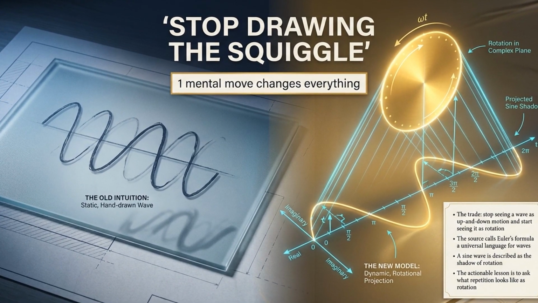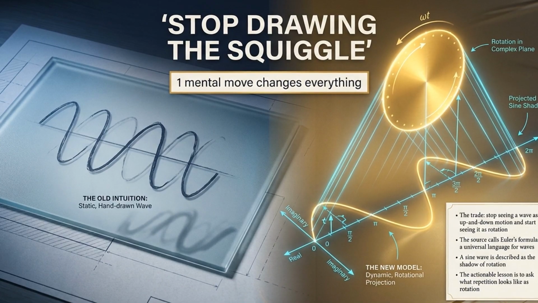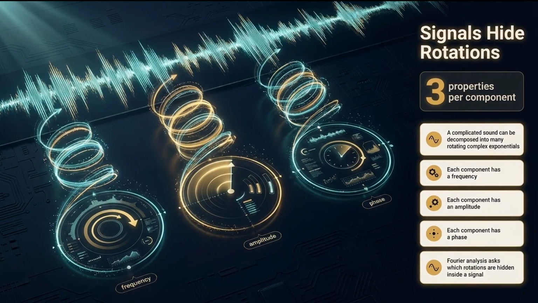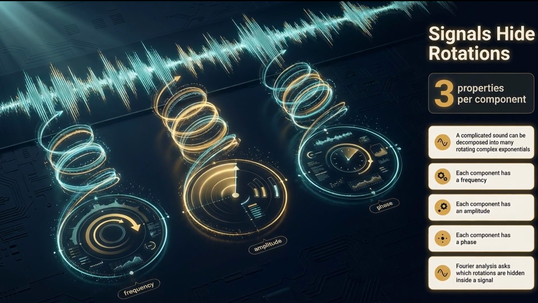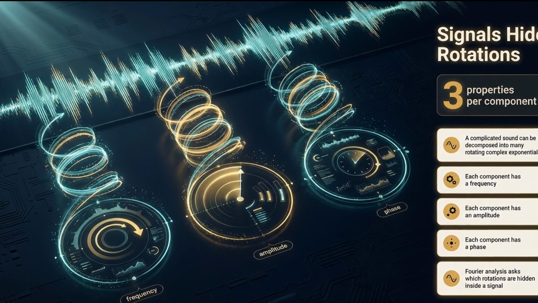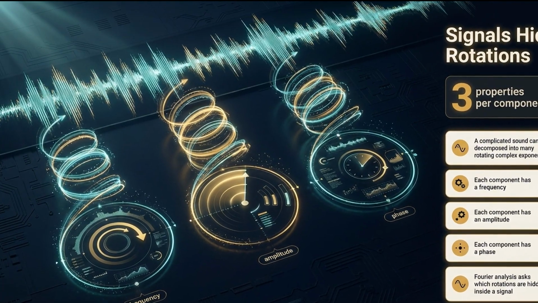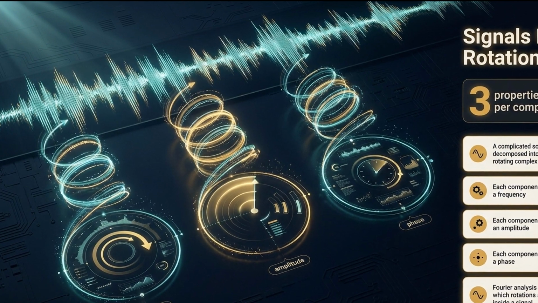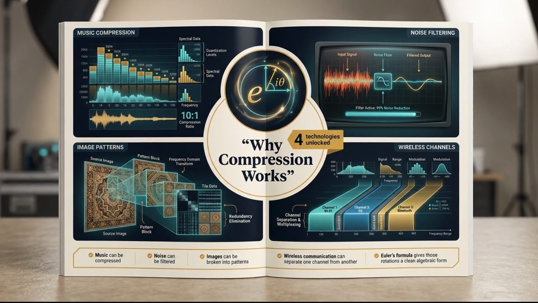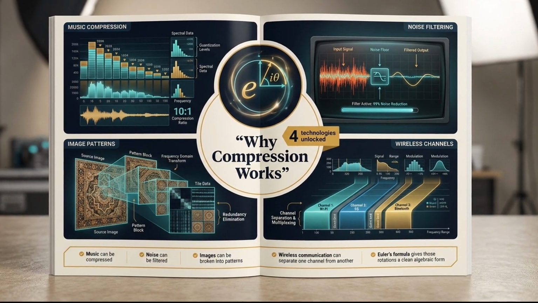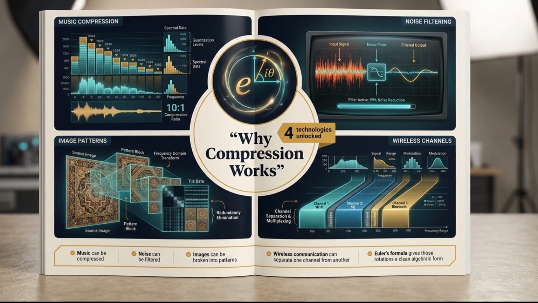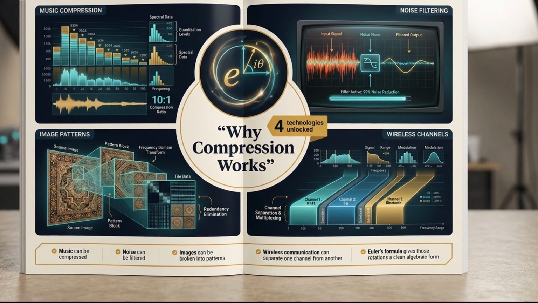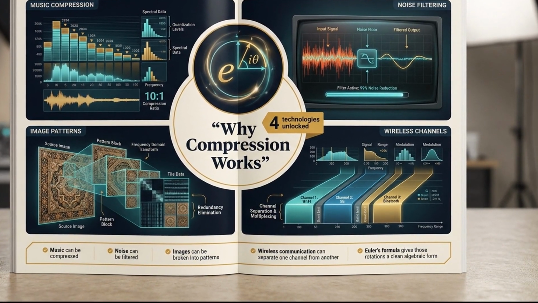That is the trade. In signal processing, a complicated sound can be decomposed into many rotating pieces. Each piece has a frequency. Each piece has an amplitude. Each piece has a phase. Fourier analysis asks a simple question: which rotations are hidden inside this signal? That question is why music can be compressed. It is why noise can be filtered. It is why images can be broken into patterns. It is why wireless communication can separate one channel from another. Euler's formula gives those rotations a clean algebraic form.